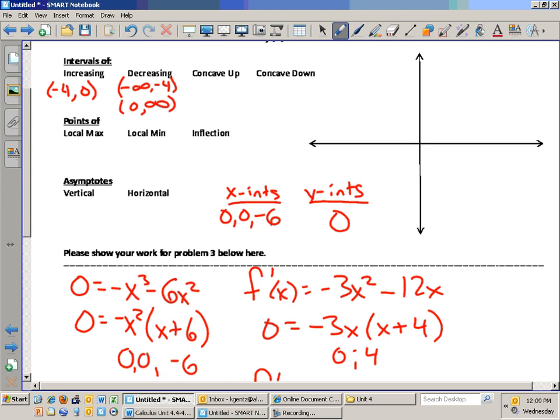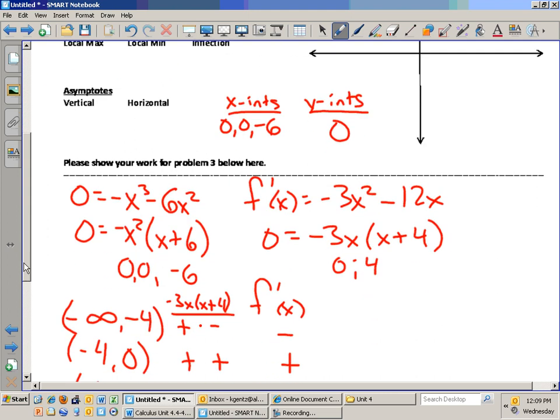Anybody have questions on how I get a first derivative and find those intervals? We've done that before, haven't we? We had good practice before break.